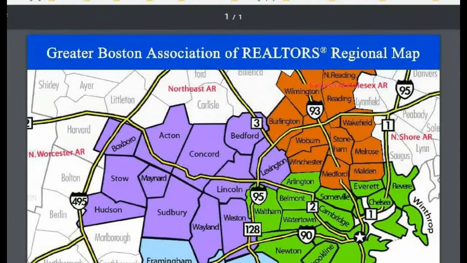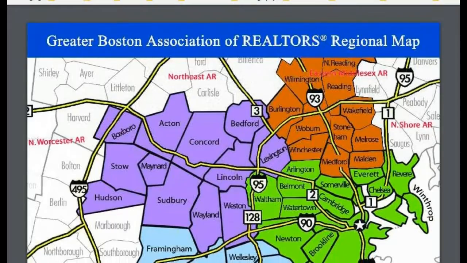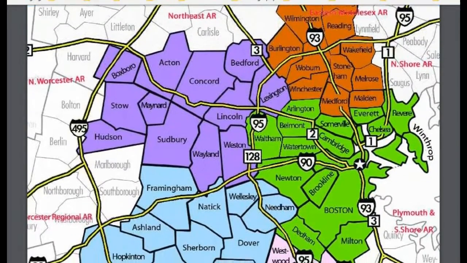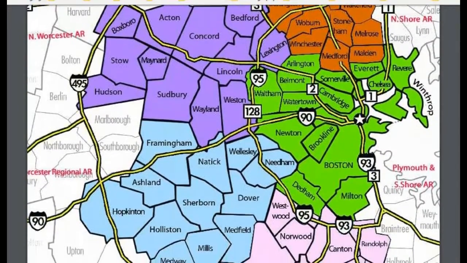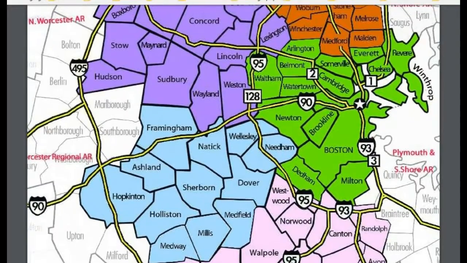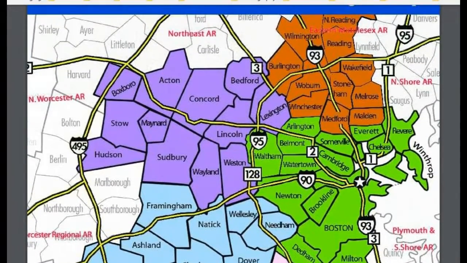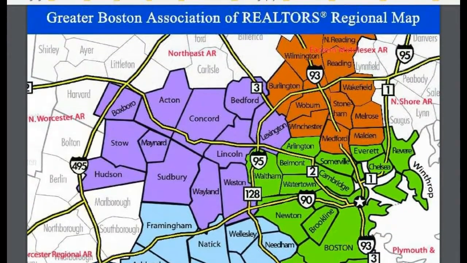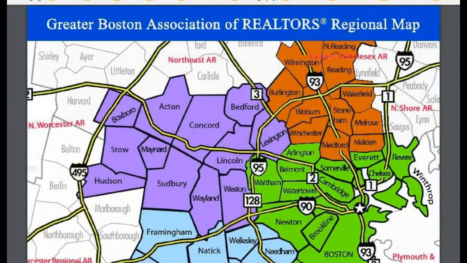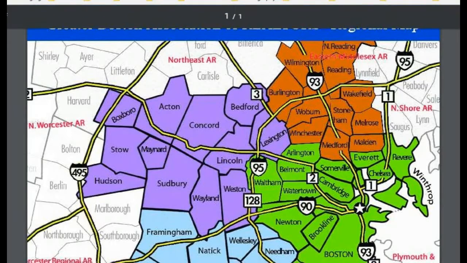Now, the Greater Boston Association of Realtors regional map shows you all the towns that are covered by the Greater Boston Association of Realtors. As you can see, this covers the Boston metro area. It does not cover the rest of the state of Massachusetts. Local market update reports used to be available for every town across the state, but are now only available for the Boston metro area.